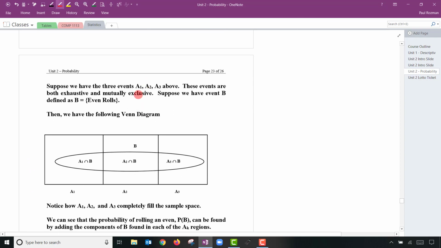I want to consider those 3 events that we have above as defined. A1 was a 1 or a 2, A2 was a 3 or a 4, and A3 was a 5 or a 6. So those are my 3 events. They are exhaustive and they are mutually exclusive. I drew a little kind of crude picture here where I have my 3 groups. A1 was a 1 or a 2, and A2 was a 3 or a 4, and A3 was a 5 or a 6.